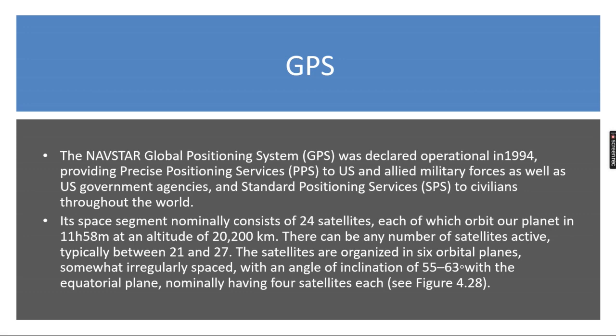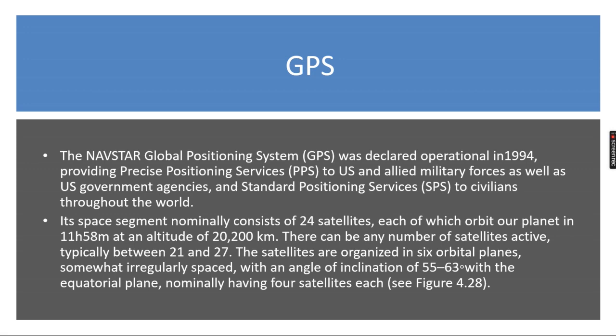That means it takes 11 hours 58 minutes to complete one revolution around the surface of Earth, and it is located at a height of 20,200 kilometers. So there can be any number of satellites active at any point of time, but at minimum 21 satellites are active at any point of time and maximum 27 satellites.